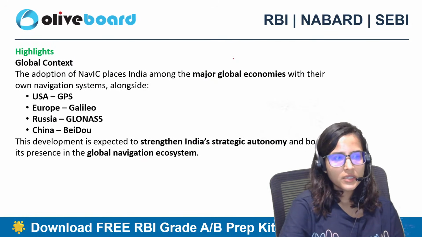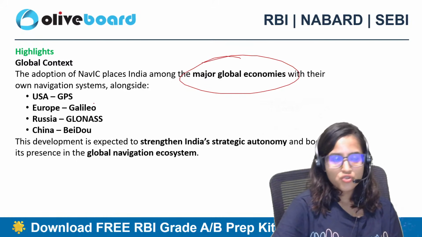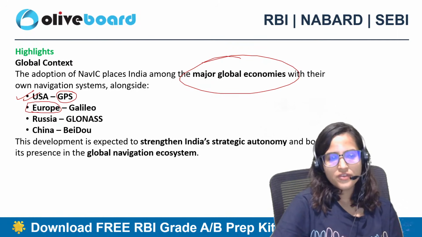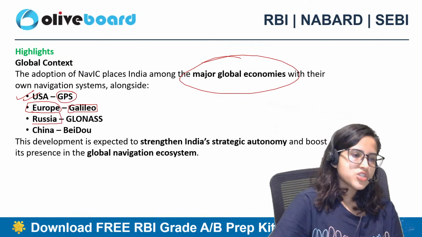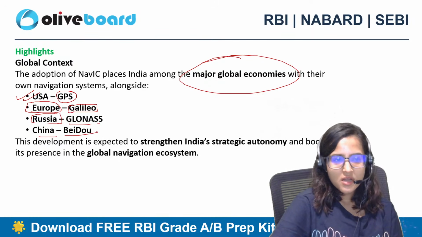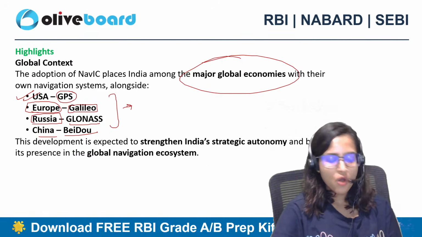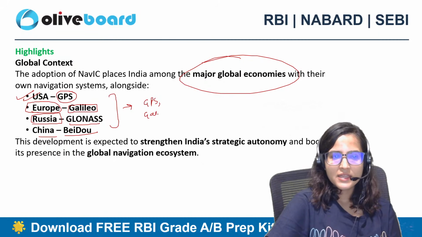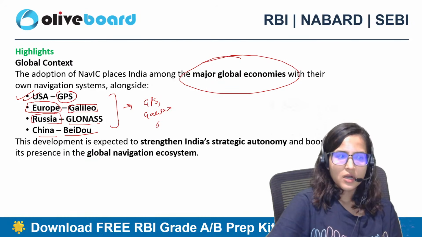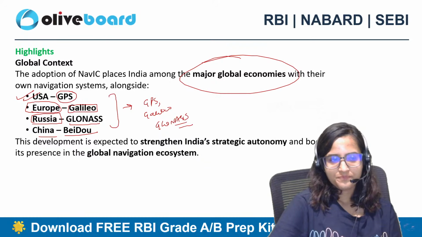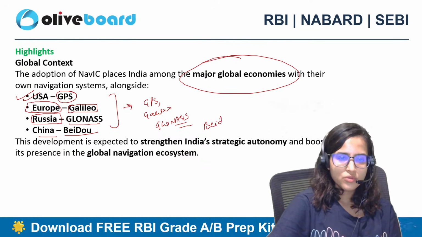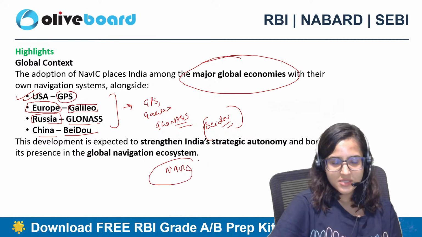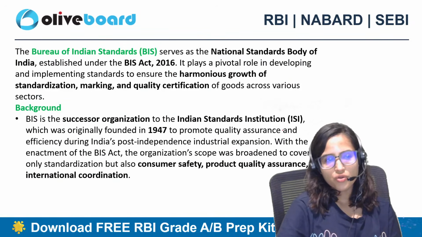If I talk about the major global economies, you should know that the USA's navigation system is GPS. Europe's navigation system is called Galileo. Russia's is called GLONASS. China's is Beidou, or Bedao, however you want to pronounce it. So GPS is of the US, Galileo is of Europe, GLONASS is of Russia, Beidou is of China. And our NavIC is going to enhance India's strategic autonomy.